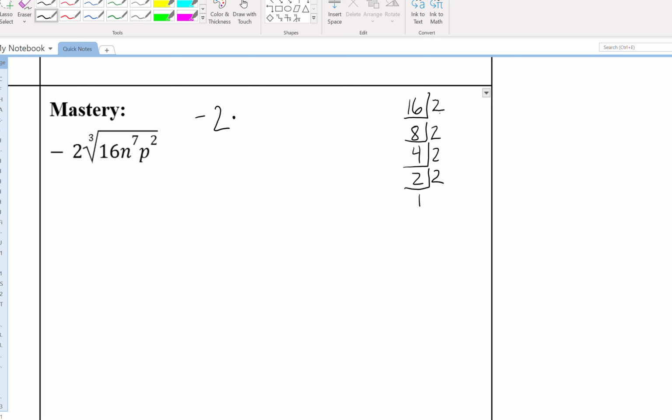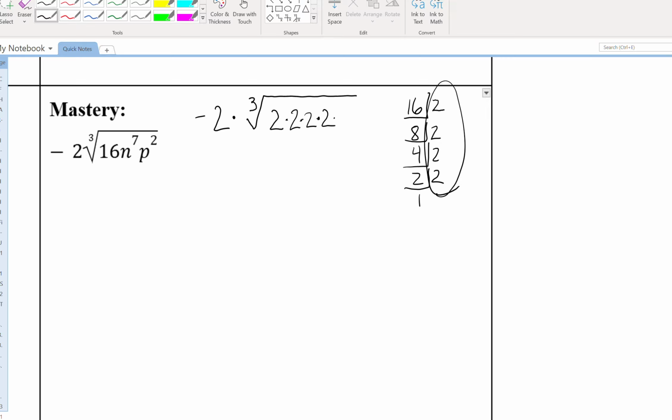So 16 is the same as 2 times 2 times 2 times 2. So I can rewrite this as -2 times the cube root of 2 times 2 times 2 times 2. And then I can circle 3 of those 2's because of the index 3. You could also write this as 2 cubed because the cube root cancels the cube. So you could also write it that way. I'll go back and write it the other way. So this is 2 times 2 times 2 times 2. There's the four 2's.